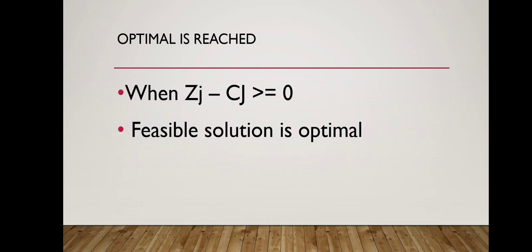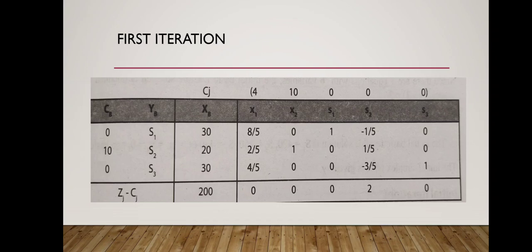And then the optimal solution, the maximum, is equal to 200. For that, x1 is equal to 0 and x2 is equal to 20.